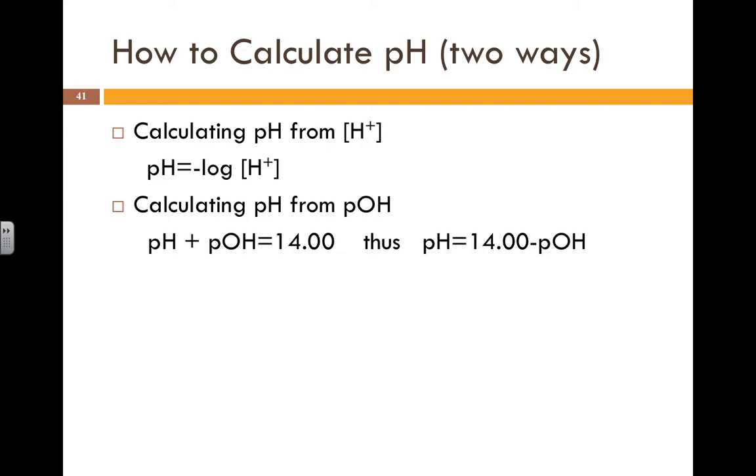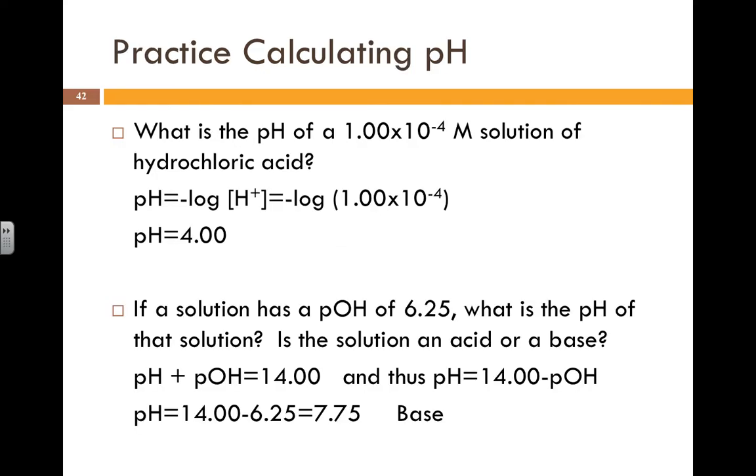So let's see how this would work. Let's do an example problem to see how these start to fit together. So let's say you had a substance that had a concentration of 1.00 times 10 to the negative fourth molar, and this is hydrochloric acid, an acid, and we want to know the pH. Well, we would merely take the negative log of that concentration, 1.00 times 10 to the negative fourth, which will give you the pH, pH being 4.